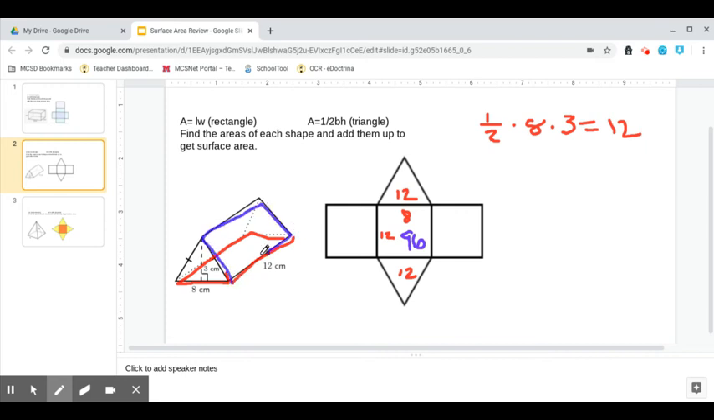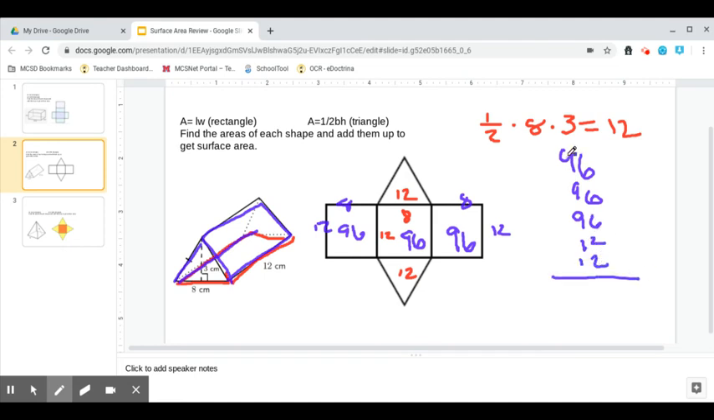So let's do this one. That one is the same as this right here. We have a 12 by 8, which is also 96. And this one in the back, 12 that way, 8 up there. So we have 12 by 8 for that one also. Length times width, 12 times 8, 96. So I have 96 plus 96 plus 96 plus 12 plus 12.